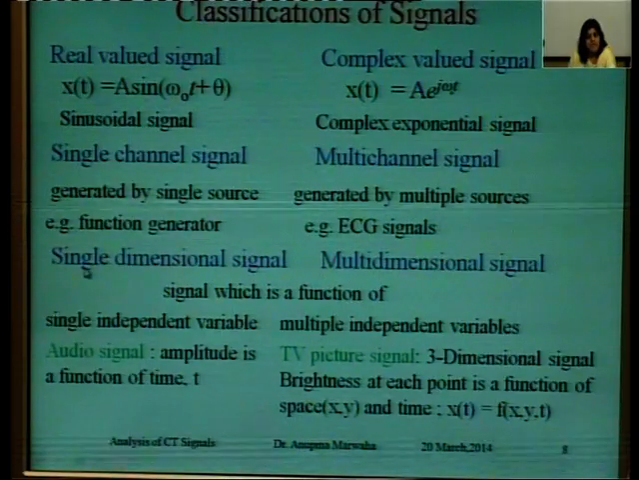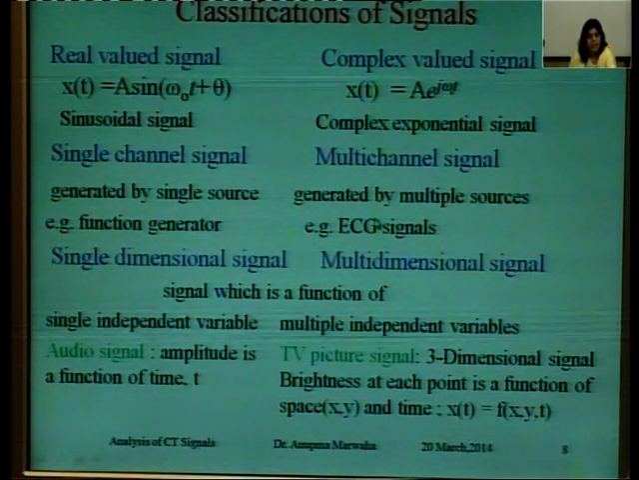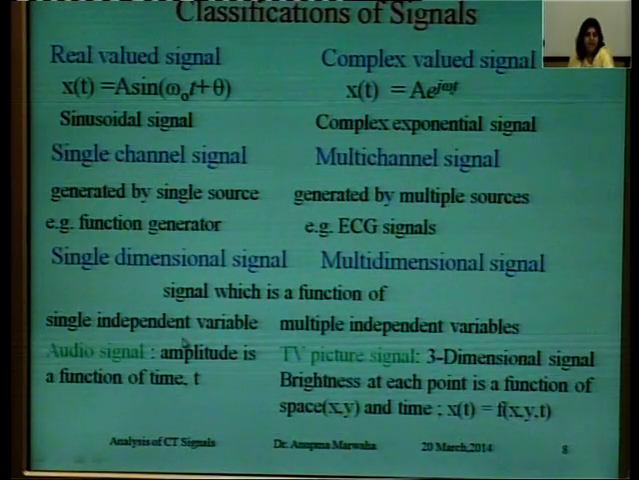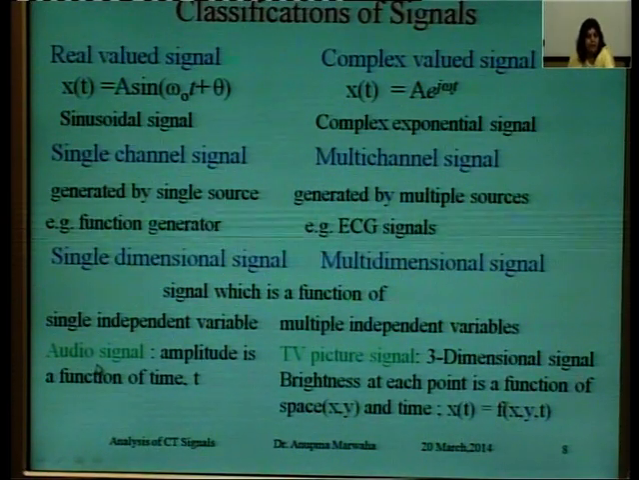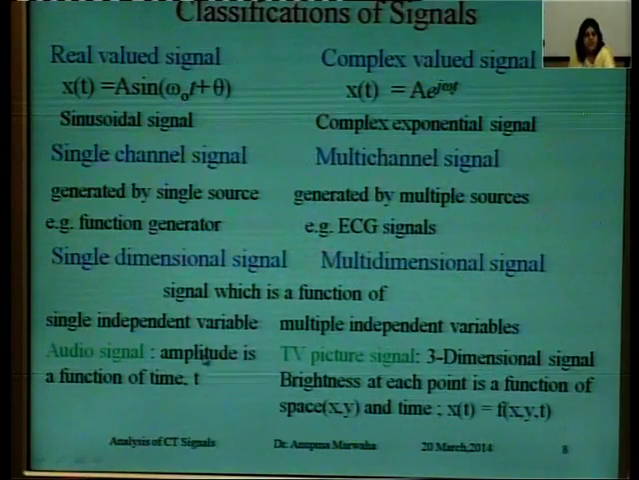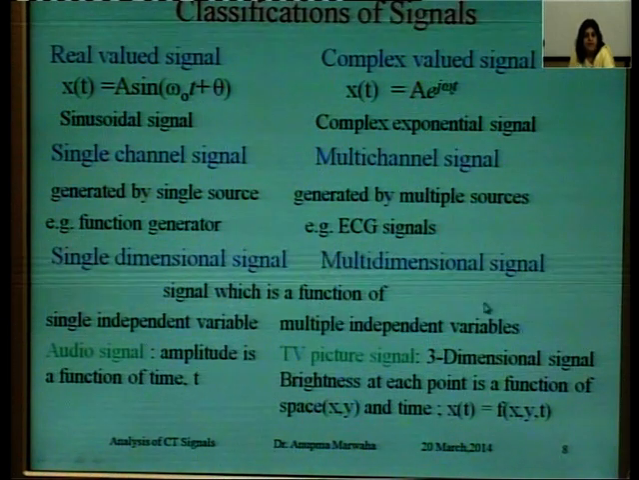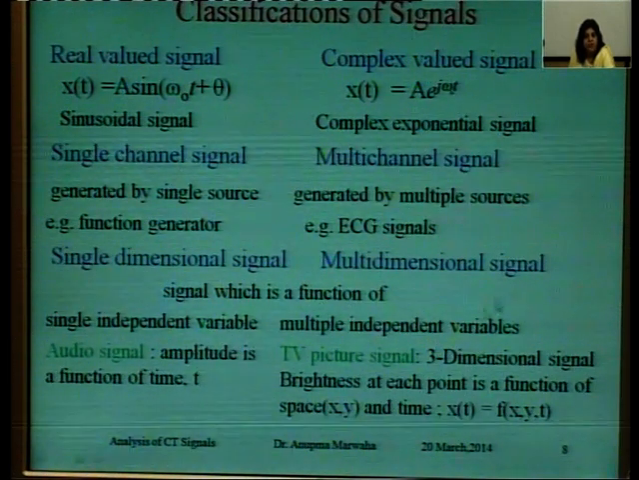The next classification is single dimensional and multi-dimensional signal. So, a single dimensional signal means the signal which is a function of only a single independent variable. For example, we have the audio signal, in which the speech signal amplitude is a function of time. Now, if the signal is a function of multiple independent variables, then it is called a multi-dimensional signal.